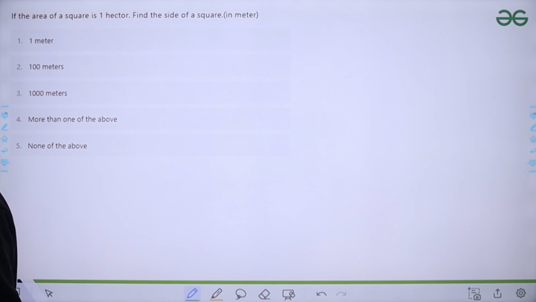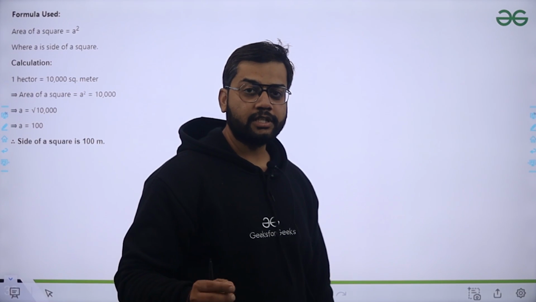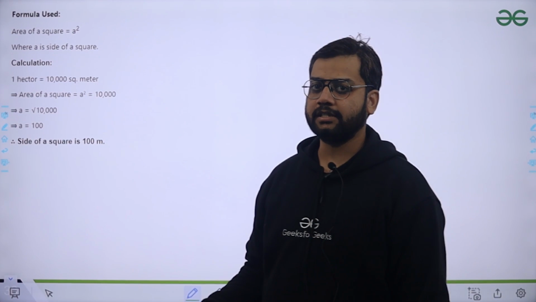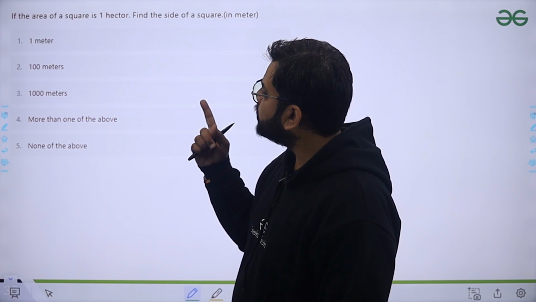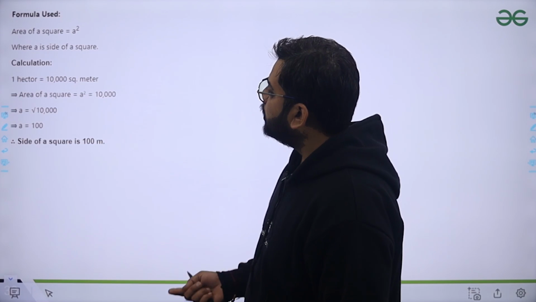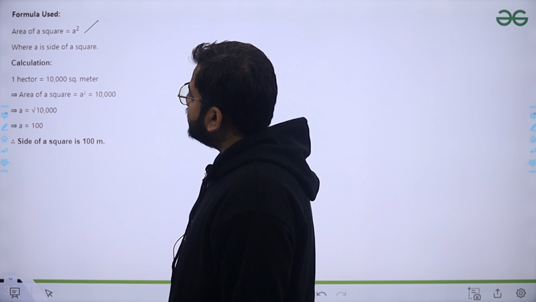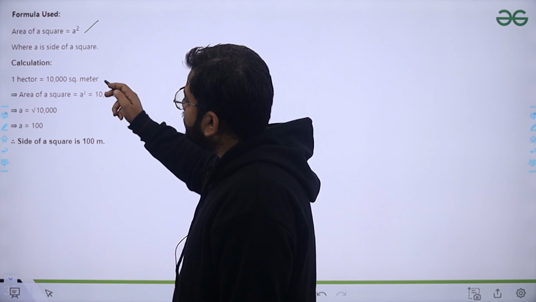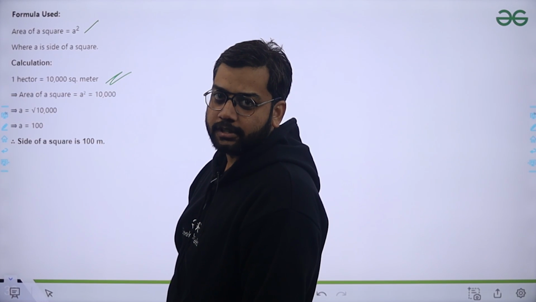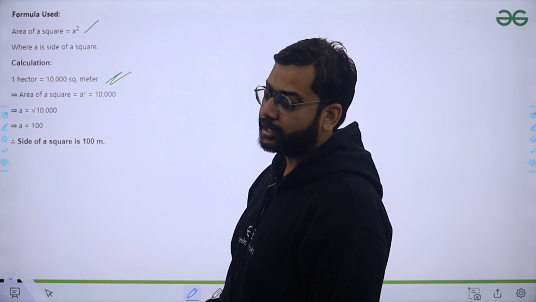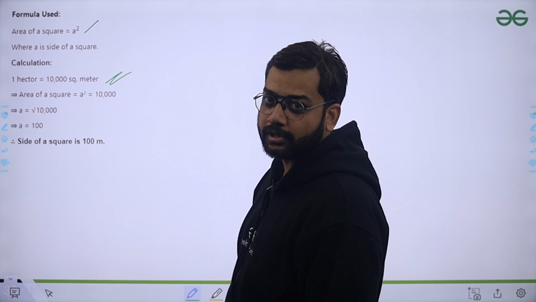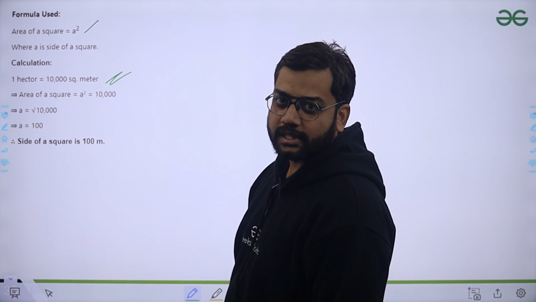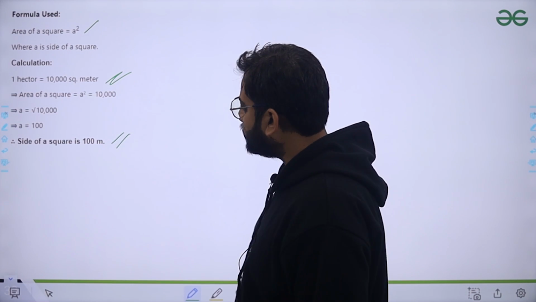Next, the area of the square in hectare is given, then find the side of the square in meter. This question was really important, asked in the GATE examination in recent years. The main difficulty was not finding the solution. The difficulty was the conversion of hectare. Okay, so basically the area of the square is given as a square. Okay, and 1 hectare is equal to how much square meter? That is the only difficulty, the only problem part that we need to understand. 1 hectare is equal to 10,000 square meter. So the area of the square, a square, is equal to 10,000 square meter. Okay, it means a value is equal to 100. Okay, so the side of the square is equal to 100.